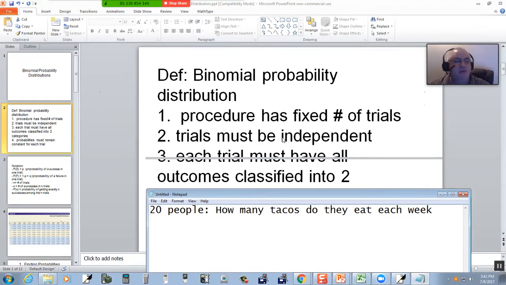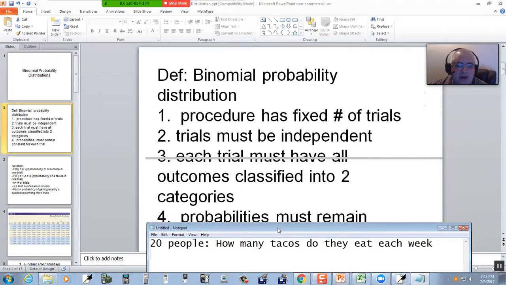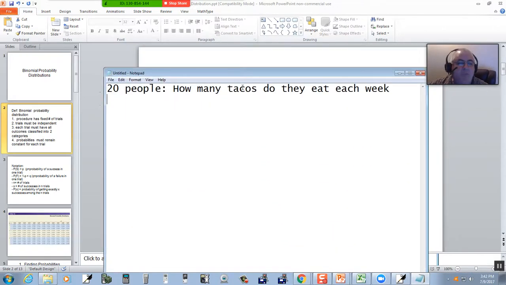Where it wouldn't be independent would be like if I'm picking cards out of a deck. I'm picking 5 cards out. Each card I pick out affects the probability of the ones that come after it. And we saw that with the probability. Each trial must have all outcomes classified into 2 categories. How many tacos? Think of what your answers are. 1, 3, 5, 0, 20, 30. That's not 2 possibilities, is it? So this would not be a binomial.